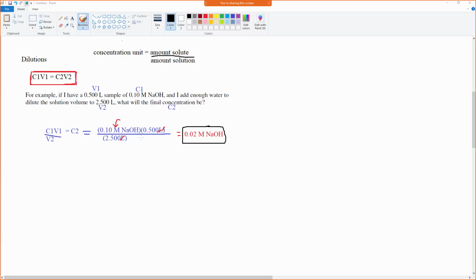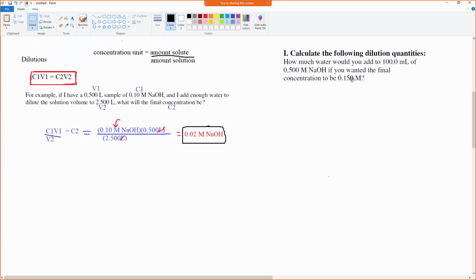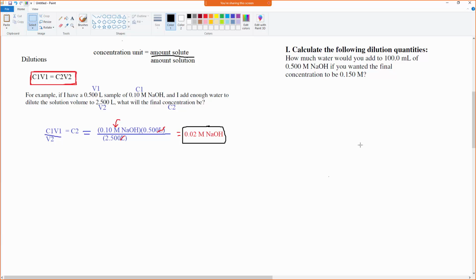This worked because they were both liters. Does that make sense? Okay, all right. Next, let's do just one of these from your worksheet. It's pretty straightforward, but you will want to make sure to pay attention to the wording here.